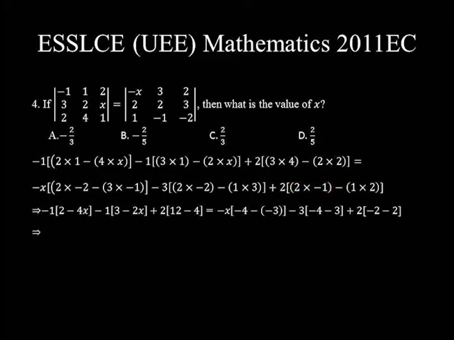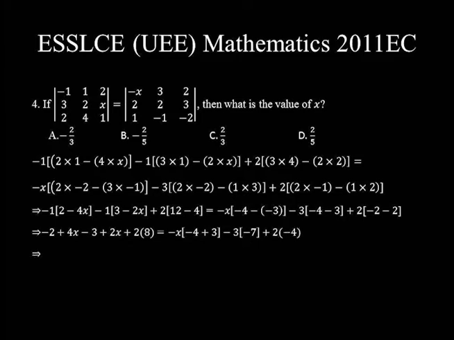This implies negative 1 times 2 is negative 2, negative 1 times negative 4x is plus 4x, negative 1 times 3 is negative 3, negative 1 times negative 2x is positive 2x, plus 2 times 12 minus 4 is 8, which is equal to negative x times negative 4 minus negative 3, means plus 3, minus 3 times negative 4 minus 3 is negative 7, plus 2 times negative 2 minus 2 is negative 4.